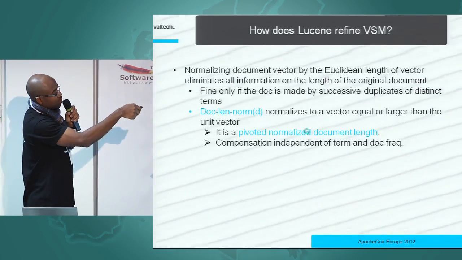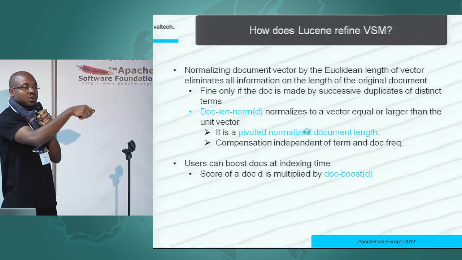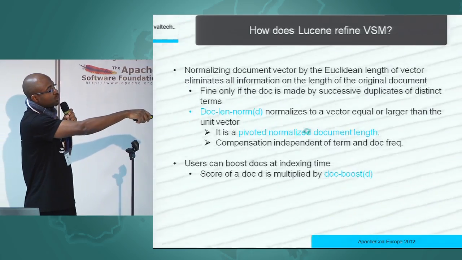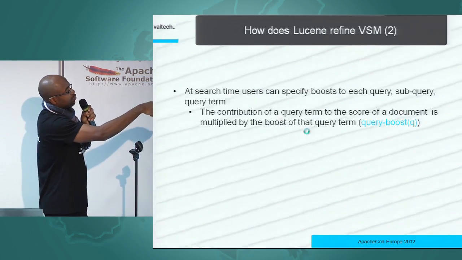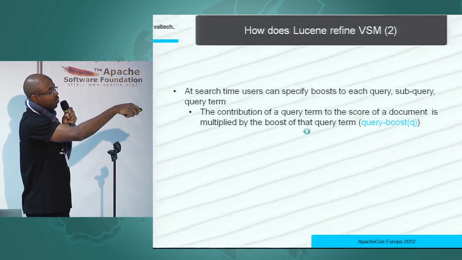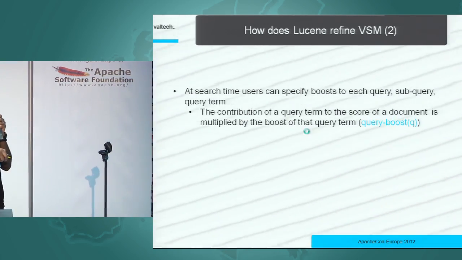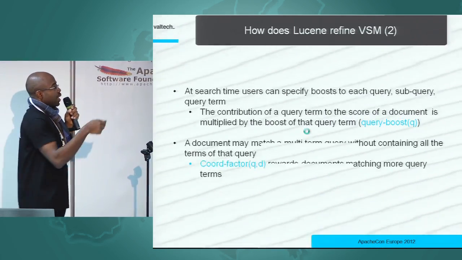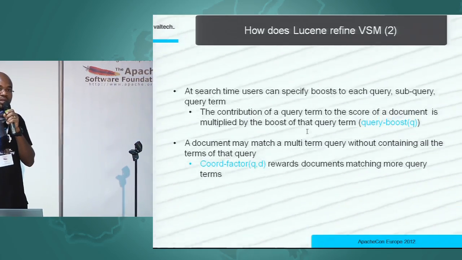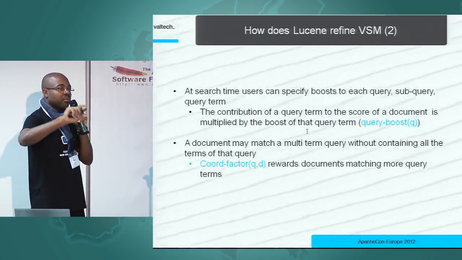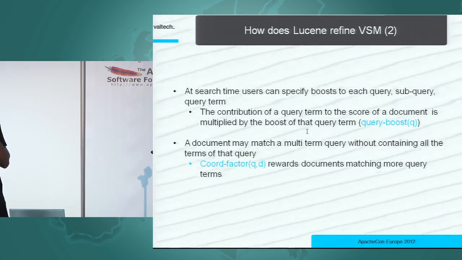You also know the user can boost a document at indexing time. So in the scoring algorithm, you should take into account the boost the user decides to apply to a document. The same applies for the query, because you can boost the query, and in the final scoring algorithm you should take into account the boost the user applies to the query. A document may match a multi-term query without containing all the terms in that query, and you should favor documents containing most of the terms in the query. That also affects the scoring algorithm in Lucene.